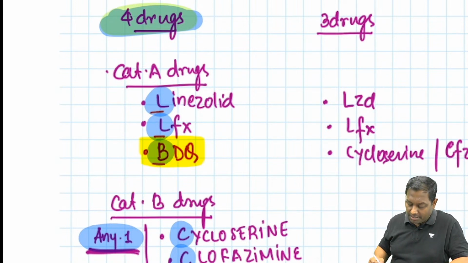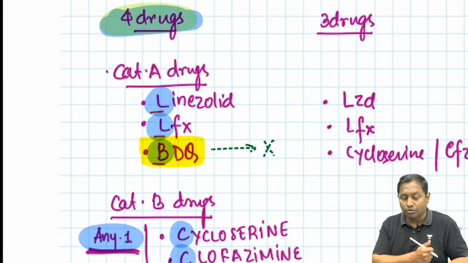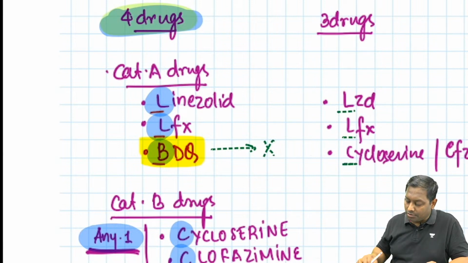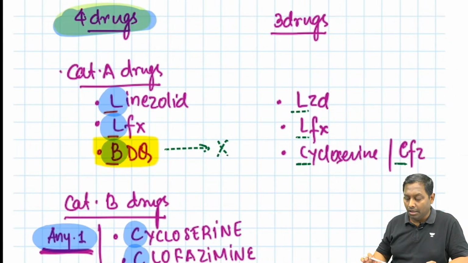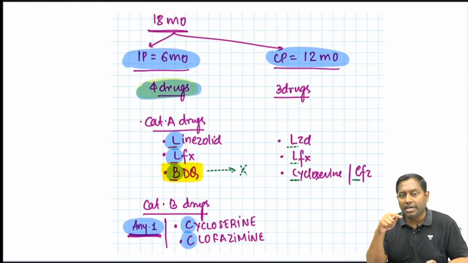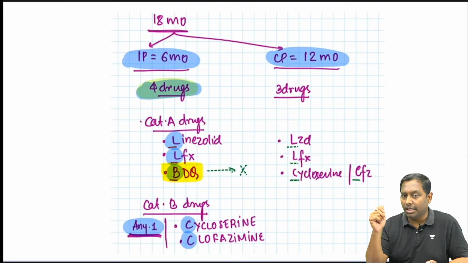Remember, as I told you previously as well, that bedaquiline is a cardiotoxic drug. We will not be using it beyond 6 months. It also has other side effects like hepatotoxicity, and it also causes electrolyte imbalances. So we are going to continue with linezolid, levofloxacin, and either cycloserine or clofazimine, any one of the two. Again, on the basis of number of drugs, you can easily remember. For the OPD patient, we had 7 drugs in the intensive phase, 4 drugs in the continuation phase. For the longer regimen, we have 4 drugs in the intensive phase, 3 drugs in the continuation phase.